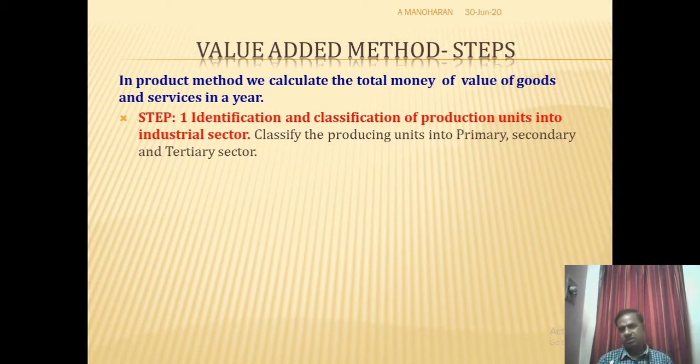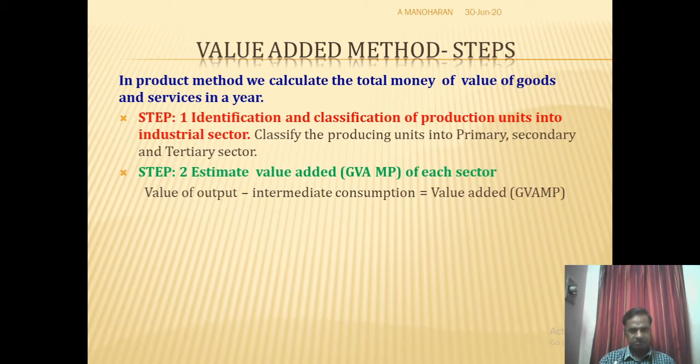Say for example, forestry is to be classified into primary, manufacturing is to be put under secondary, transport is to come under the tertiary sector. So like that, we have to classify the production units into various industrial sectors. That is the first step.